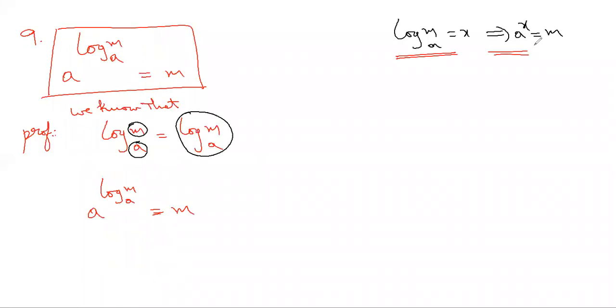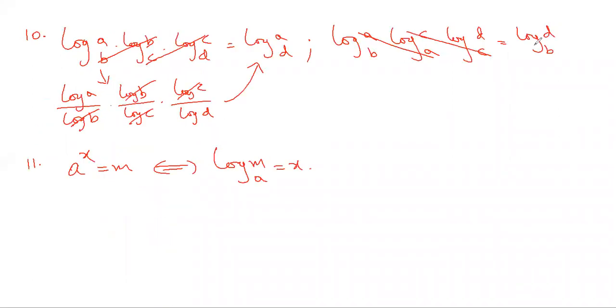And ninth one a power log m base a equal to m. Very useful one. And log a base b, log b base c, log c base d. You can cancel in that way and then write log a base d. And last but not the least, the definition a power x is equal to m implies and implied by log m base a equal to x.